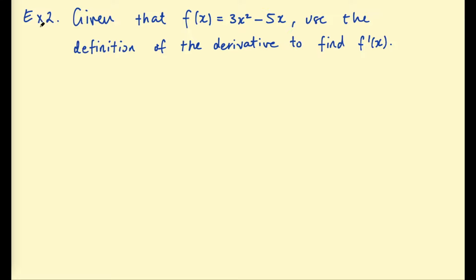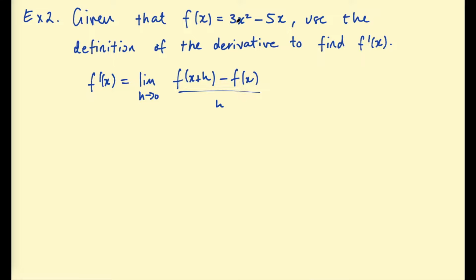Example 2, well, I should say example 3, but this says, given that f of x equals 3x squared take 5x, use the definition of the derivative to find f dash of x. When it says definition of the derivative, this is another way of saying from first principles. So again, this is indicating you need to use that formula. So let's write it out. F dash of x equals the limit as h approaches 0, and hopefully you know what's coming next. F of x plus h take f of x over h.